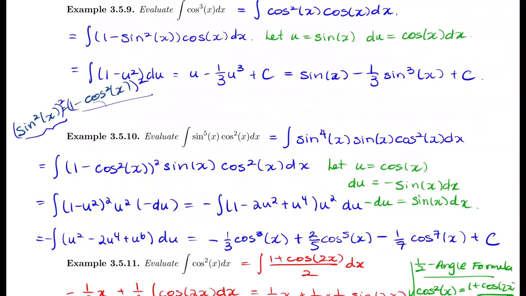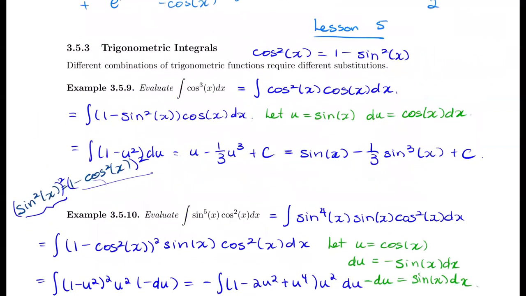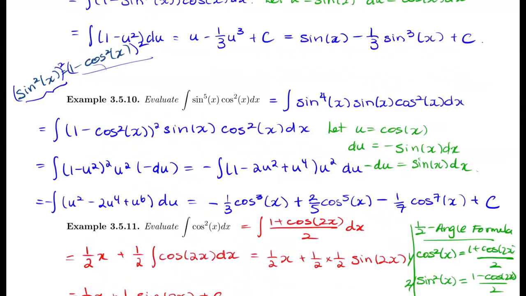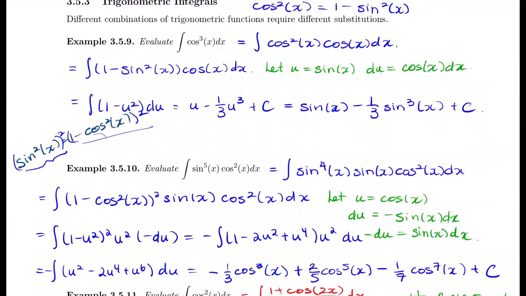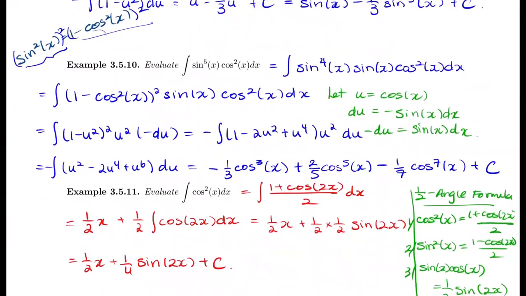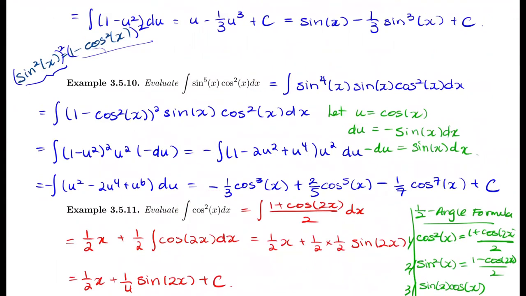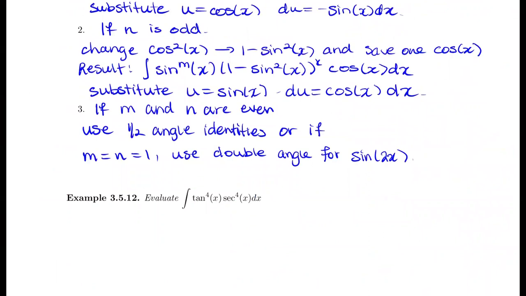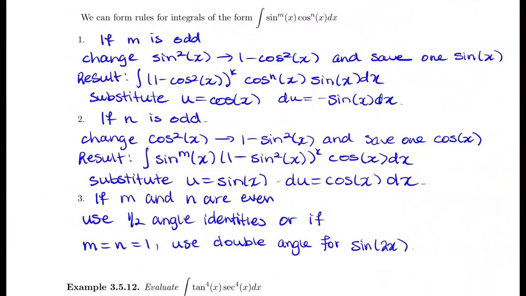So here, the first example where we would have n being odd and m being 0 here. The second example is where m is odd and n is an even number, but doesn't really matter. And the third one is when n is even. So then we would have to use the half angle identities. All right. So those are the three rules for this integral here. So this is the integral that we had a look at.